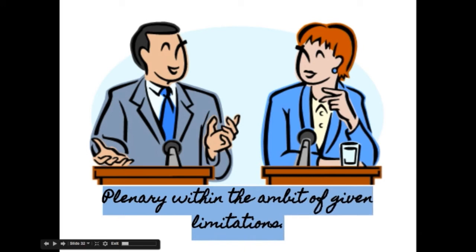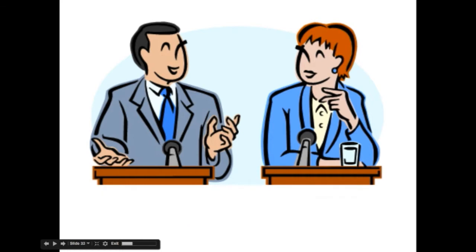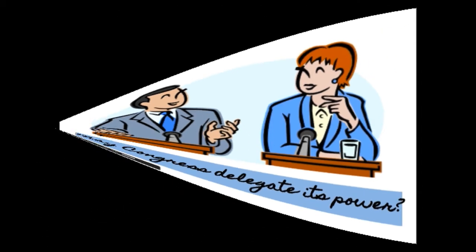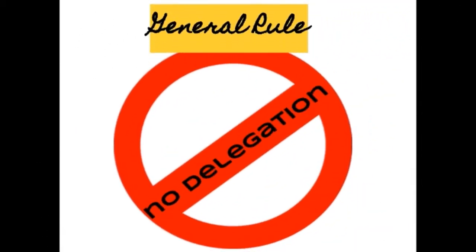So in essence, Congress may legislate on any subject so long as it does so within the procedural and substantive limitations. Given that, may Congress delegate its legislative power? As a general rule, no. Legislative power must always remain where the people have lodged it to be. But since this is only a general rule, there are exceptions.